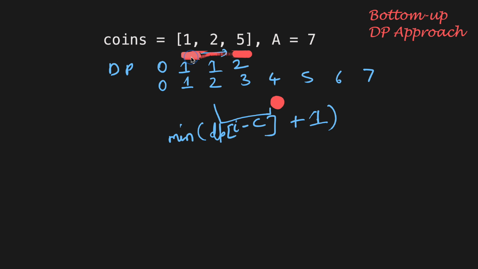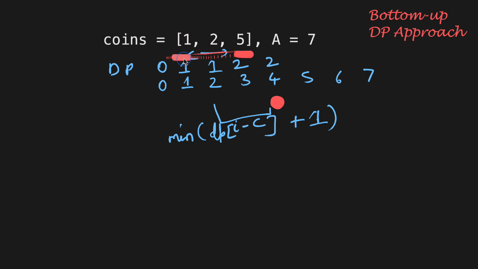Now let's fill in DP of 4. If you use coin 1, it will be equal to DP of 3 plus 1, which will result in 3 coins. Then we try out coin 2, which gives DP of 2 plus 1, equal to 2. And now since it is less than 3, this is the new minimum value. So DP of 4 becomes 2. And then we will try out coin 5, which results in a negative amount. Hence we will skip this coin and DP of 4 stays 2.